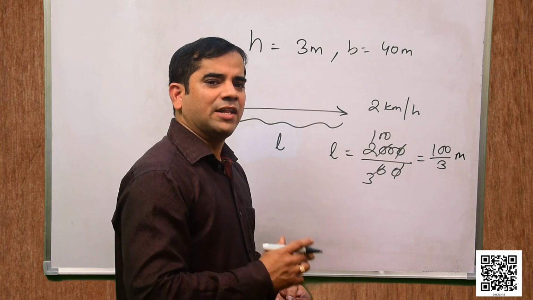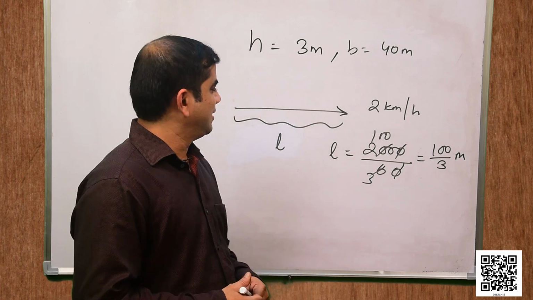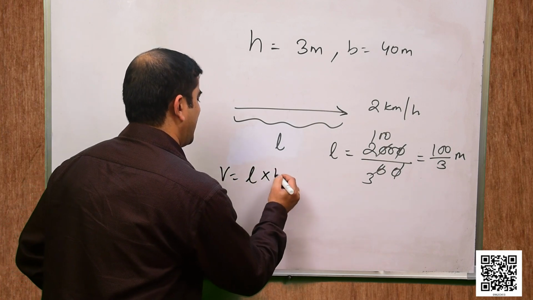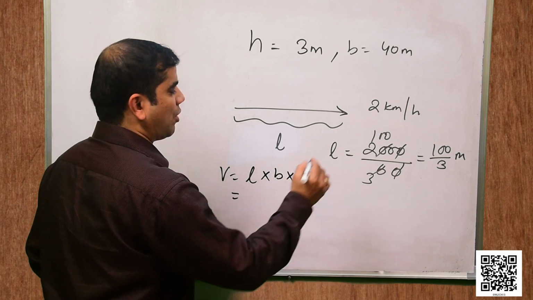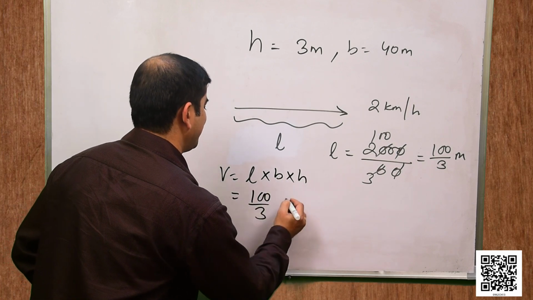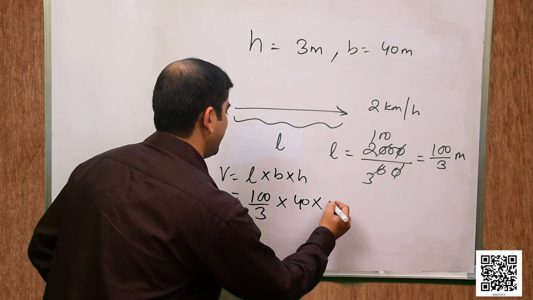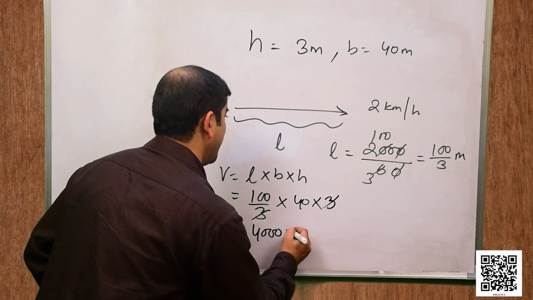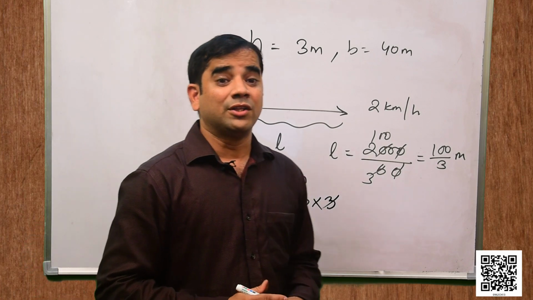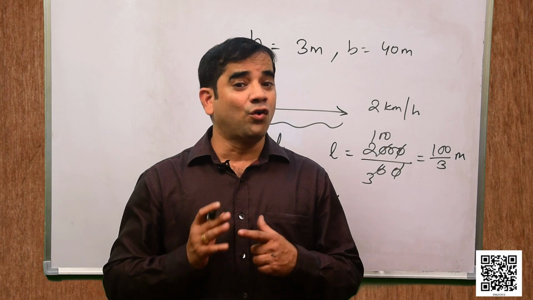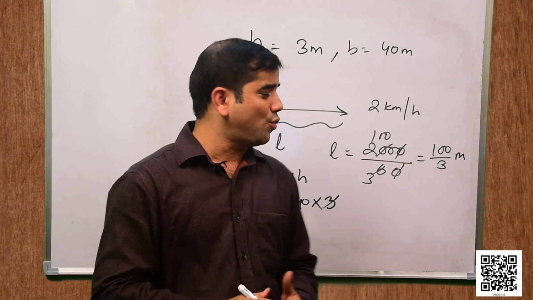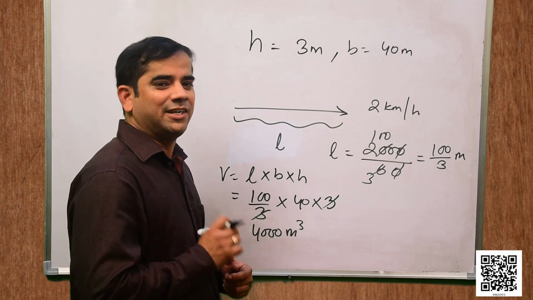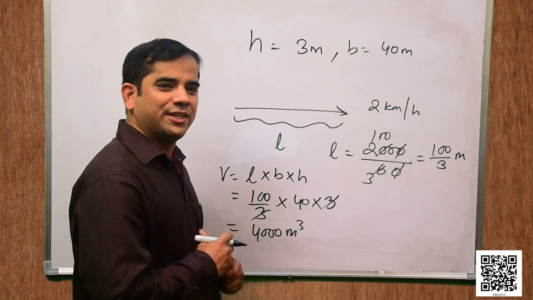Okay, let us now find the volume of water. So, students, what should be the volume then? Volume is equal to length into breadth into height. So, length is found to be 100 by 3, breadth is 40 and height is 3 meter. So, 4000 meter cube. So, the volume of water that will flow in 1 minute is equal to 4000 meter cube, which will flow in 1 minute in that river. Hope you understand the solution for this question.